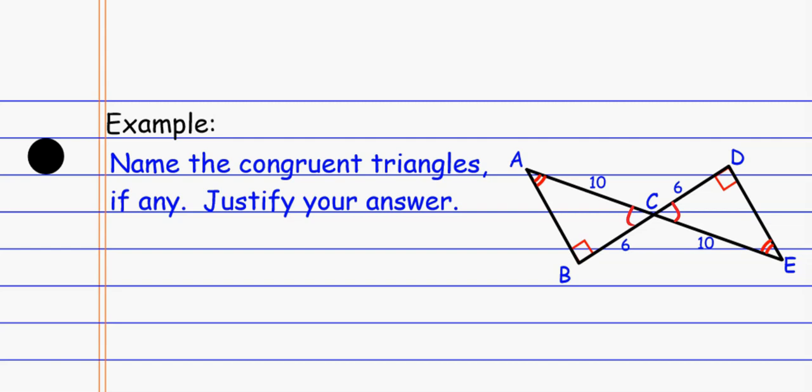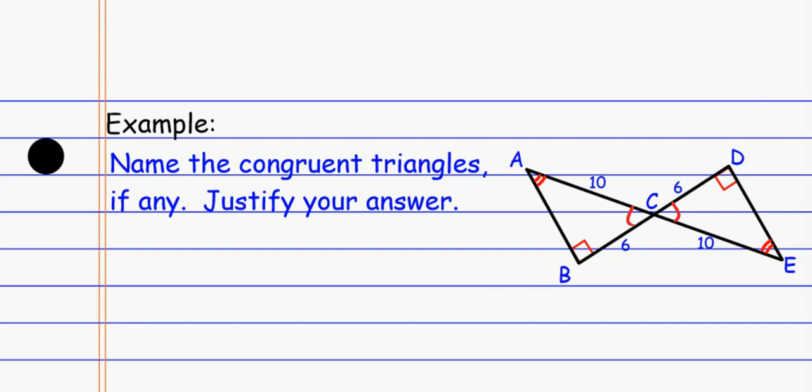And then the last thing I have to do is match up all the sides. I can see that here's a 10 and here's a 10, so AC and CE match up. If I look at these other sides, CD and BC, those match up. So I just have to match up that last set of sides.